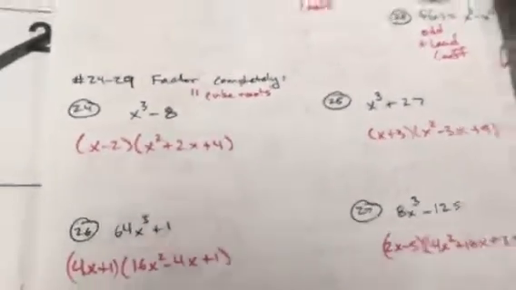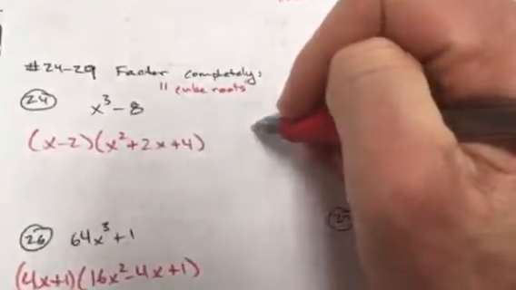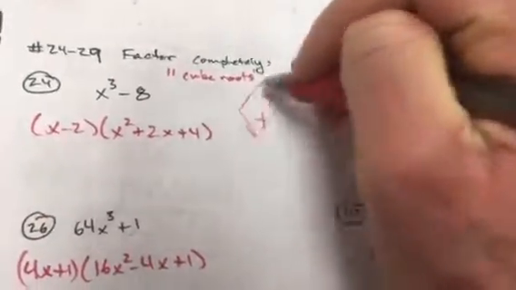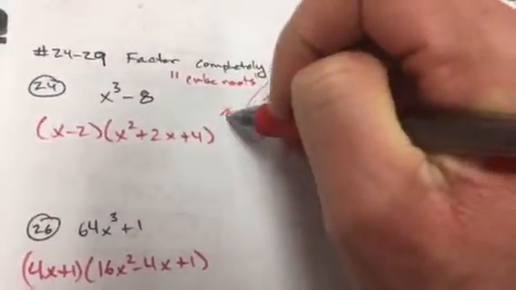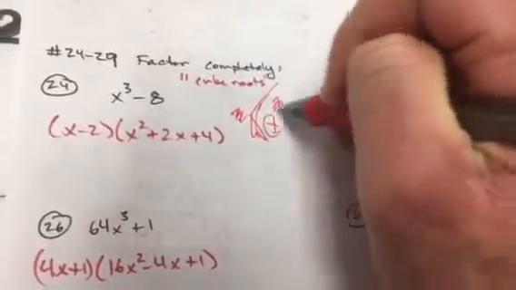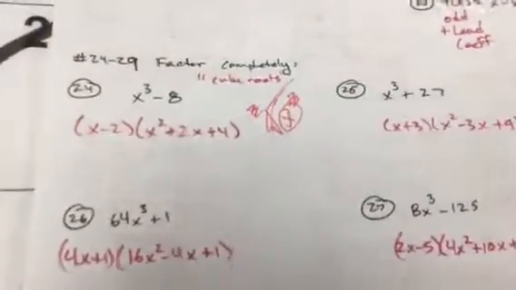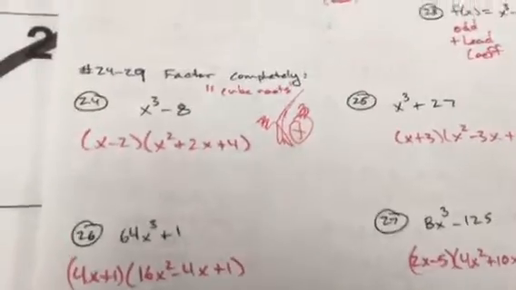The cube root of x to the third is just going to be x, because you're saying, I got x to the third, I want to take the cube root. Well, this and this would cancel. X would drop out. So it's going to be x minus the cube root of 8, which is 2.